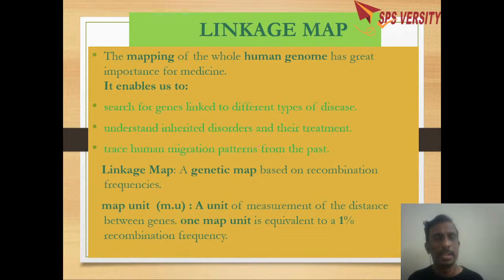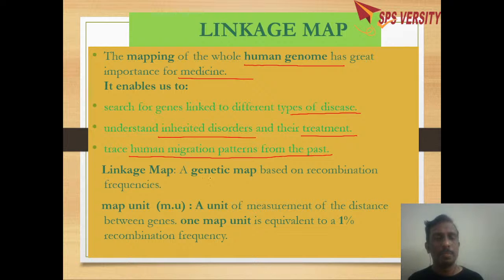So here you can see a linkage map. In this linkage map, the mapping of the whole human genome plays an important role in medicine. So here you can identify the use of this linkage map. You can search for genes which lead to different types of diseases, like inherited disorders, and understand the treatment. What is the human migration pattern in the past?